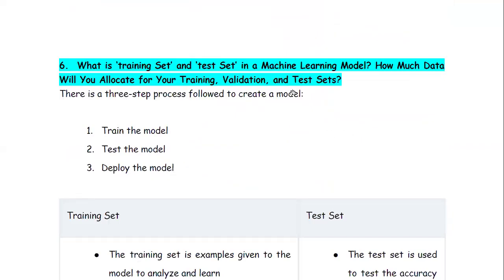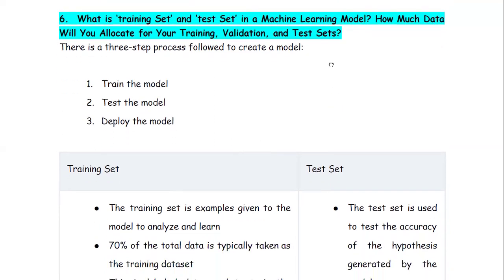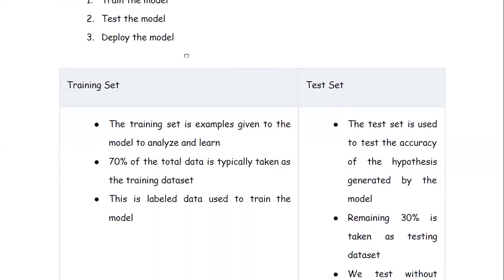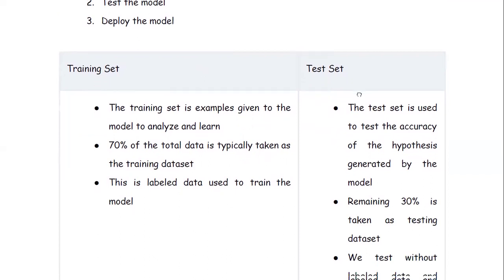Now, what is a training set and test set in a machine learning model? How much data will you allocate for your training, validation, and test sets? Very, very important question. A three-step process is followed to create a machine learning model. First, you train the model, then you test the model, then you deploy the model. So what is the difference between training set and test set?